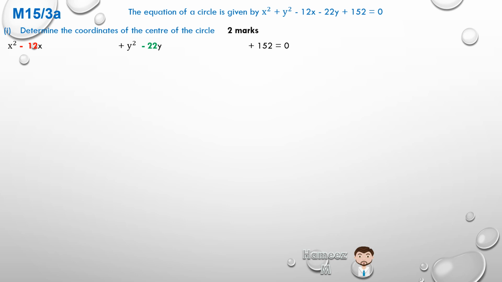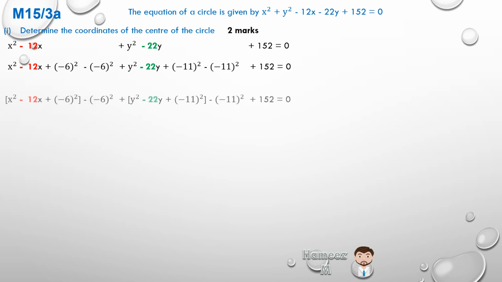And let's look at the first two terms, x squared minus 12x, and use the method of completing the square. This gives us x squared minus 12x, and we're going to add half of that term we have in red, which is the coefficient of x. So we're going to add minus 6 squared, minus 6 squared. So we're adding and subtracting the same term. We're going to do the same thing with the y's. So we're going to have y squared minus 22y plus, what is half of minus 22? Minus 11 squared, minus 11 squared, plus 152 is equal to 0.